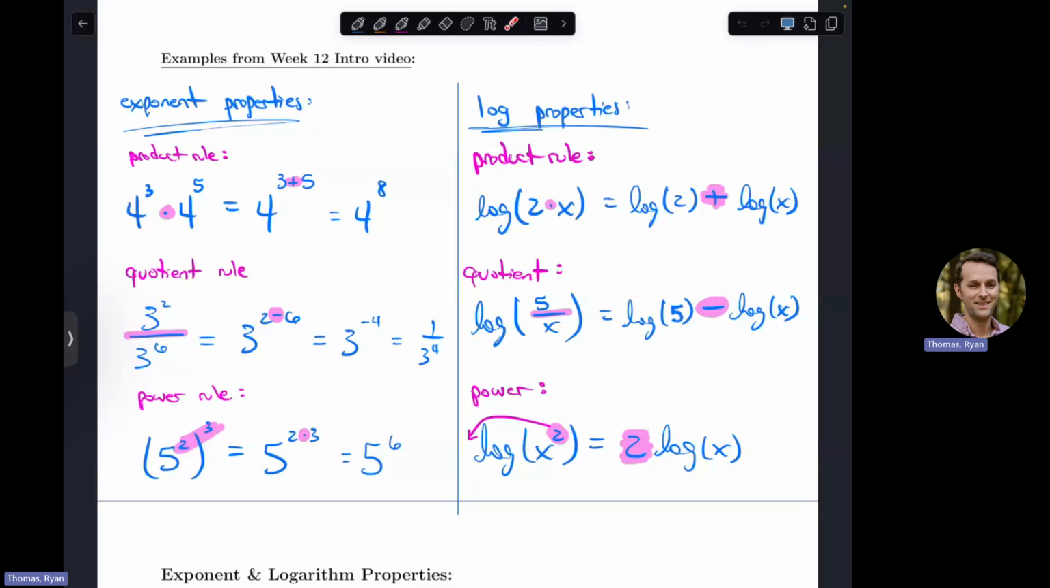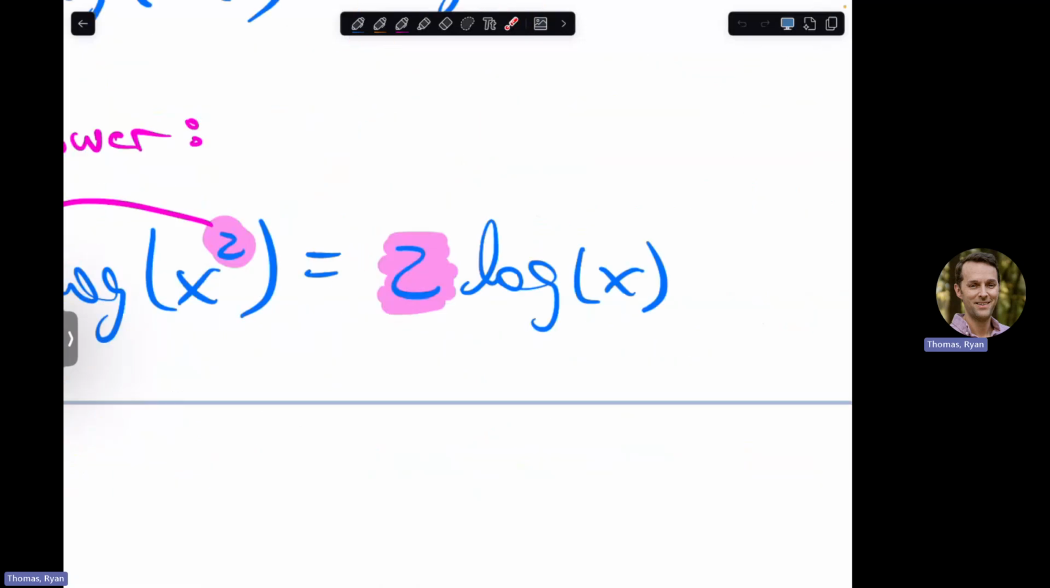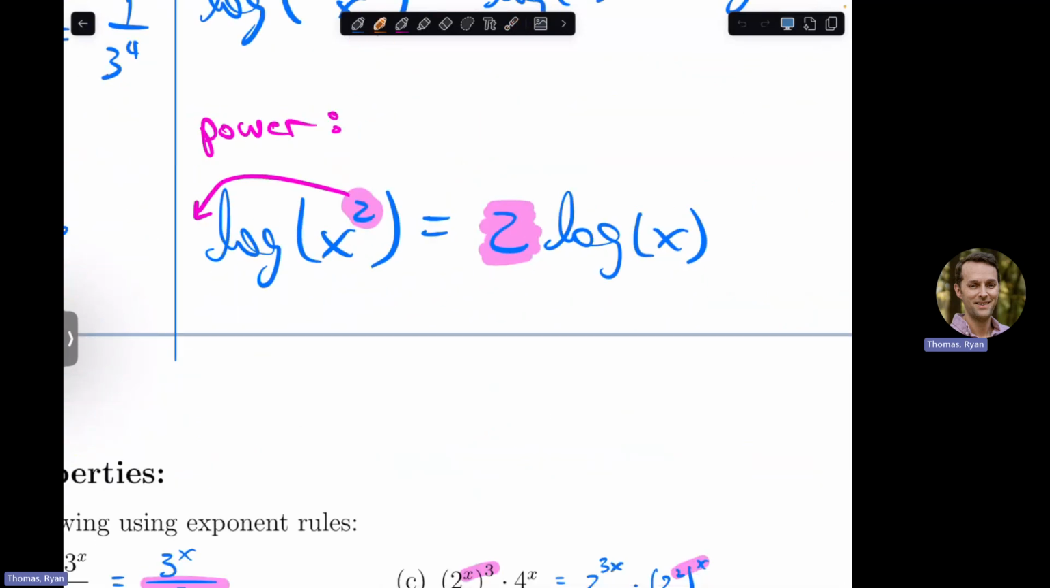And exponents, a power inside a log, you can bring down and treat like a factor, like a coefficient. So the log of x squared, just a little bit more on that one, is the same thing as the log of x times x.